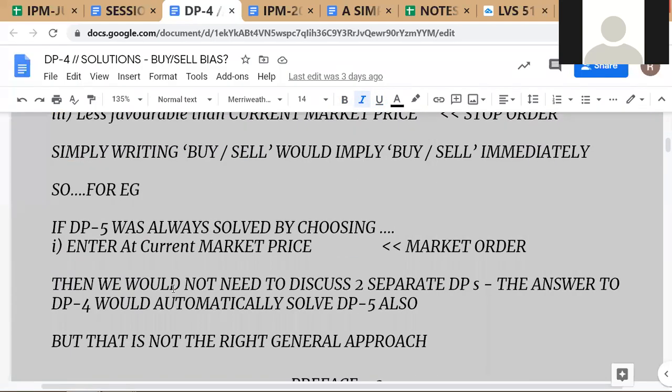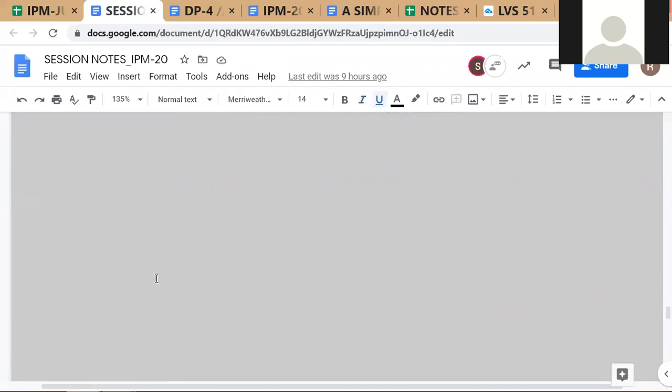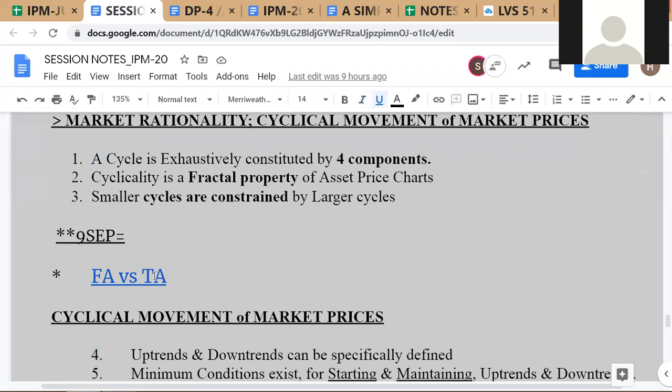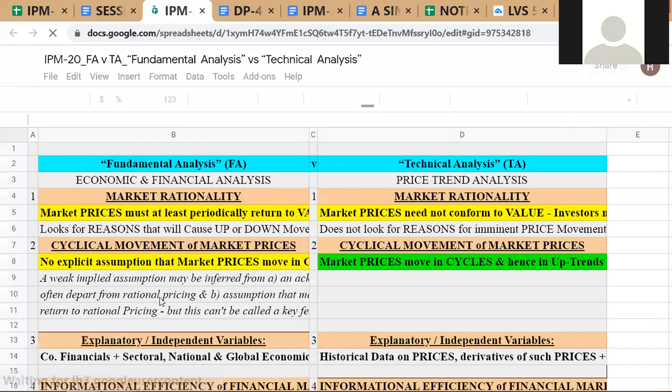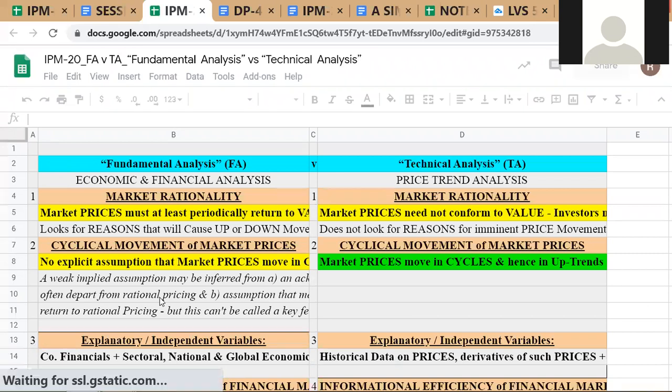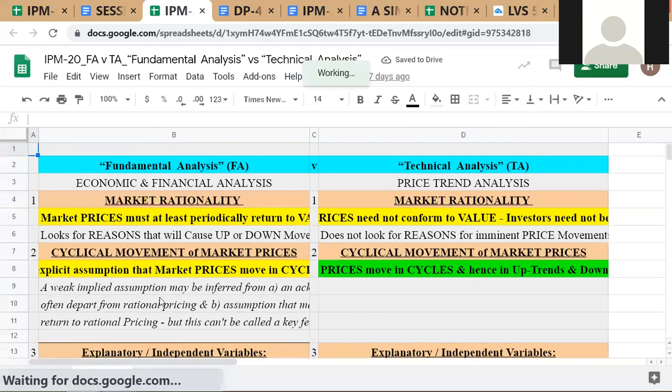We had gone through FA and TA, so we were basically at this FA-TA. We were discussing FA and TA, looking at this framework. We can open this framework once again. This is an important framework for understanding the difference between FA and TA. There are 4 points to discuss here, and we had gone into the second point, which is the cyclical movement of market prices, a very important point.